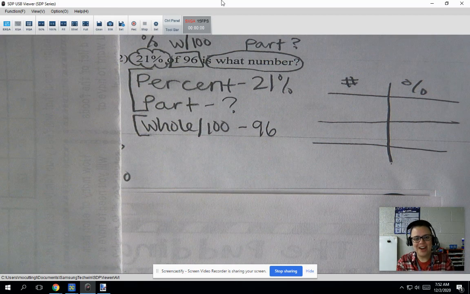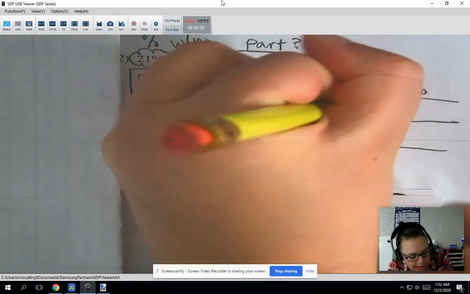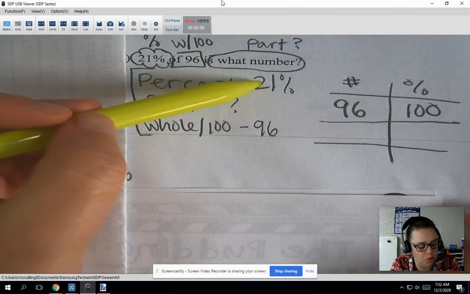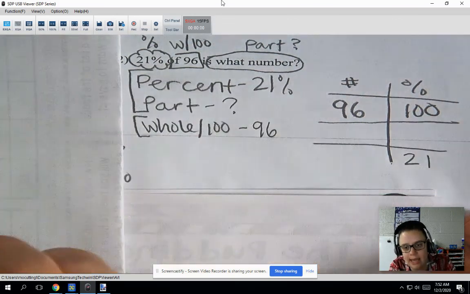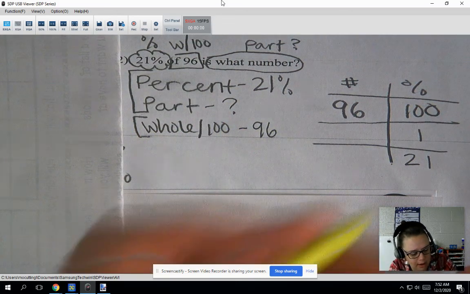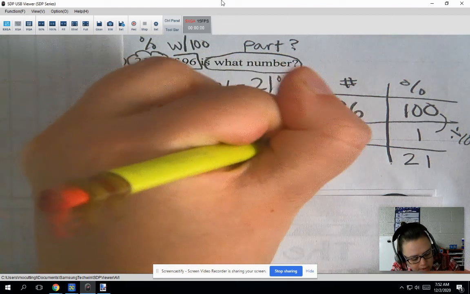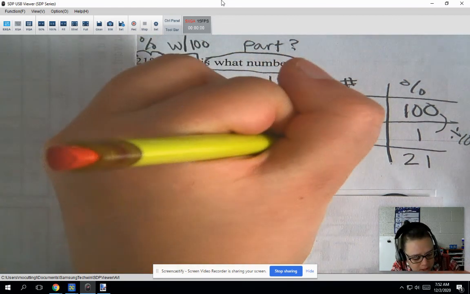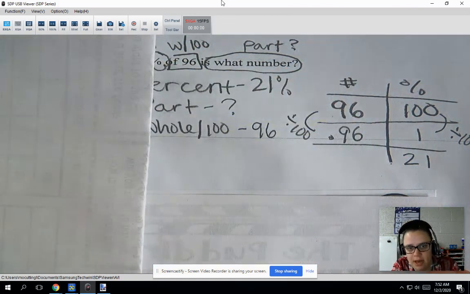And welcome back. So my whole / 100, 96 is my whole, 100 is my percent. Then 21 is a percent, so I'm going to skip a line and it needs to go on my percent side. My 1's going to go here. And then normal table business. Okay, so divided by 100, divided by 100, 96 divided by 100. That's really just like playing with place value. 2 zeros, pop that decimal over 2 spots.